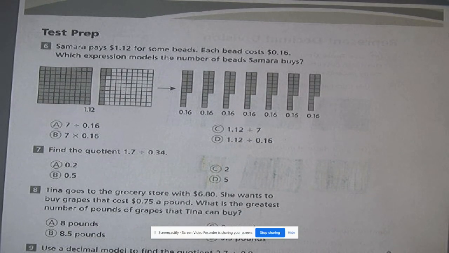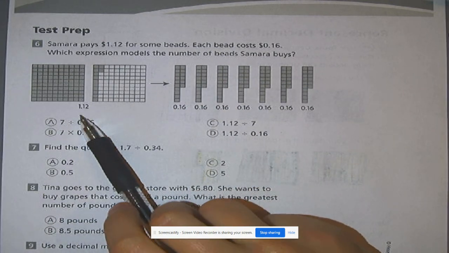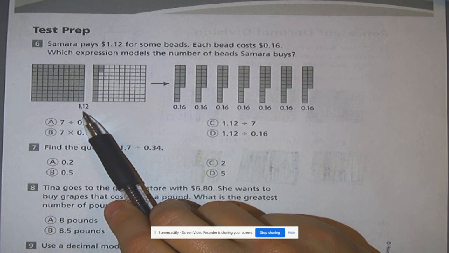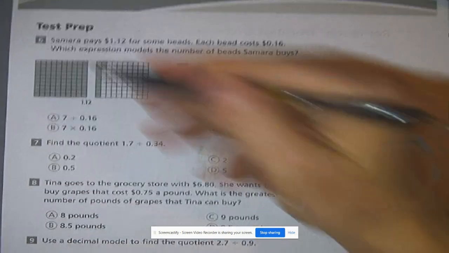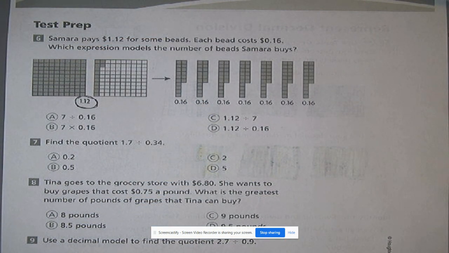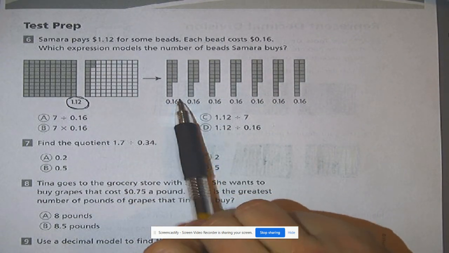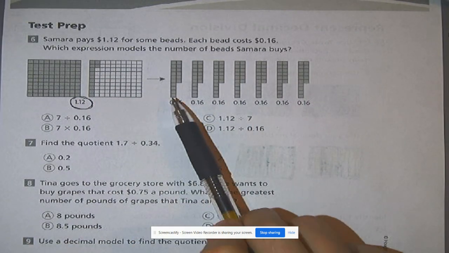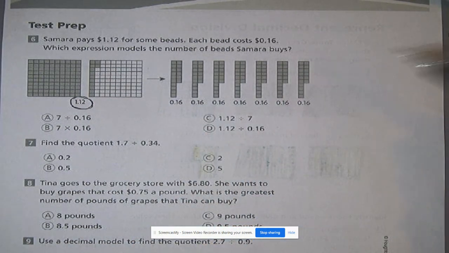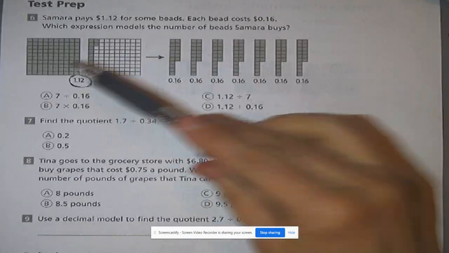All right, Samara pays $1.12 for some beads. Each bead costs 16 cents. Which expression models the number of beads Samara buys? Okay, now they told you right here that it's 1 and 12/100. So we know that's what's going to be being distributed, being divided. Okay, well, what is it being divided into groups of? 16/100s. So they've taken over here and they've made it 16/100s. Well, how many groups of 16/100s did they make? That is our answer. So you've got to decide which expression shows this.